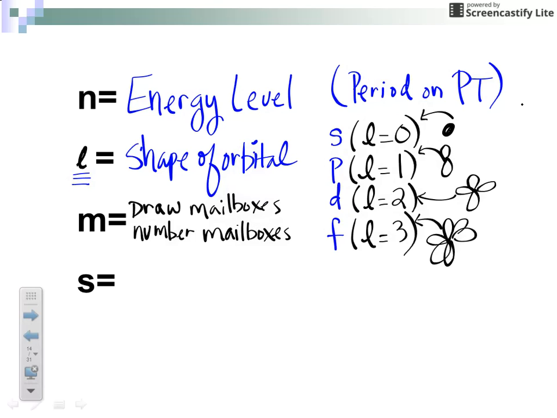And then we're going to place our electrons in our boxes based on the location on the periodic table. That will determine the actual mailbox number we assign. It might not make a lot of sense right now, but it will make sense once we put it all together with an example. So for M, you draw your mailboxes, you number your mailboxes, and then you place your electrons in the mailboxes.